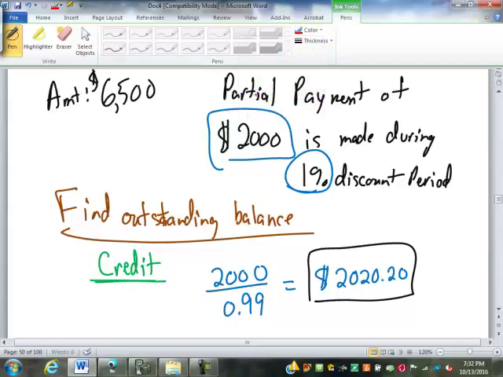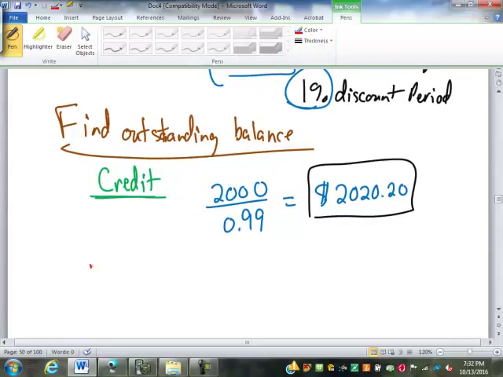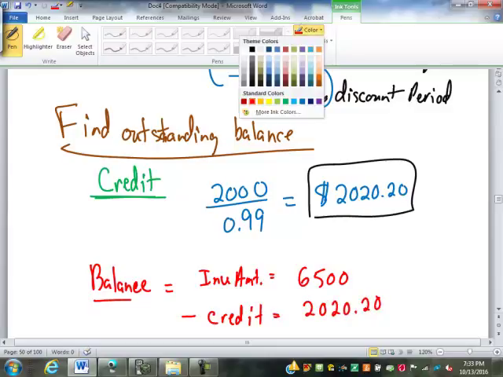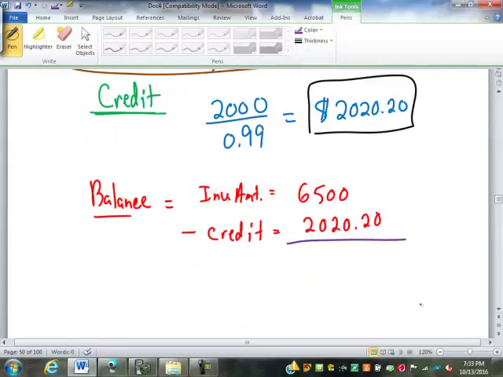So how much is our balance? Our balance is equal to the invoice amount of $6,500 minus the credit of $2,020.20, otherwise known as $4,479.80. Any questions?